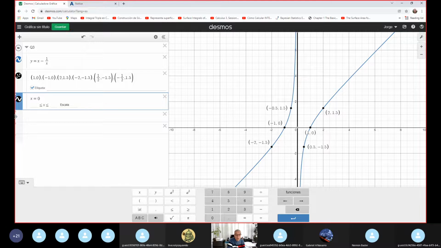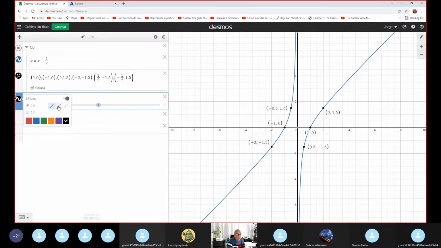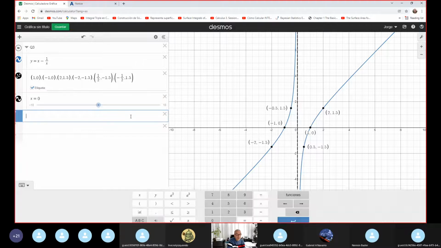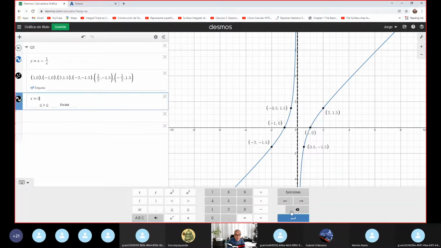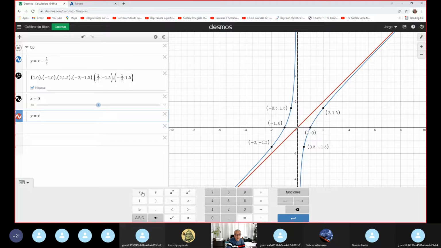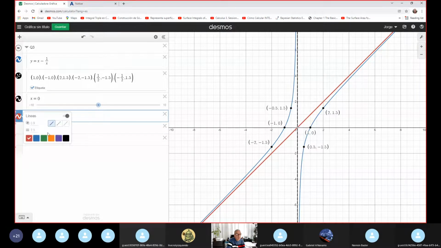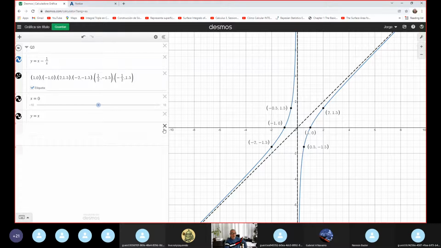Always the vertical asymptote in black color, dotted line. And the slant asymptote is the line y equal x. Again, black color, dotted line, because it's an asymptote. And that's it, guys. This is my question number 3. Let me delete this and this. How do you feel in Desmos? You feel good, no? That's okay?